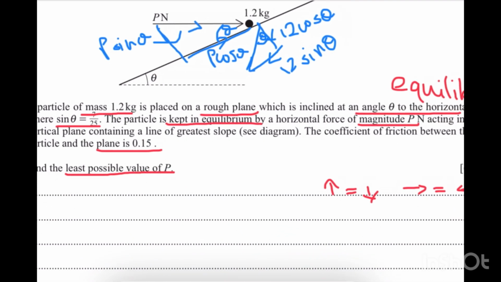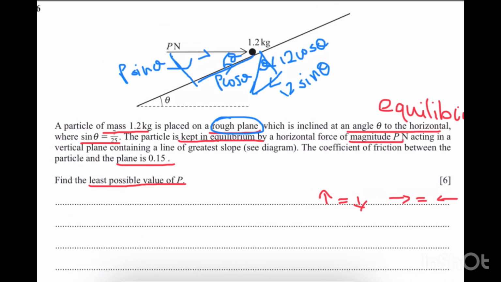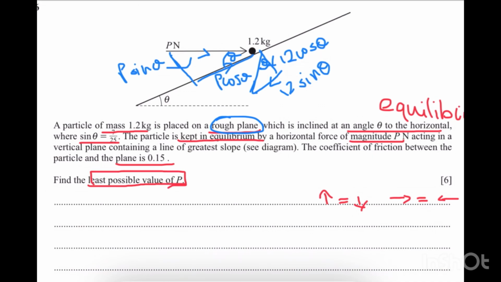Other than that, they've given us that it is acting on a rough plane, which means that there is a force of friction acting on the object. So we want the least possible value of P. That will be decided by the direction of friction. But we don't know in which direction it is acting, since we don't know whether this particle is going downwards or upwards. The least value of P will be determined by first making the equations which show a state of equilibrium. So what is the first condition?